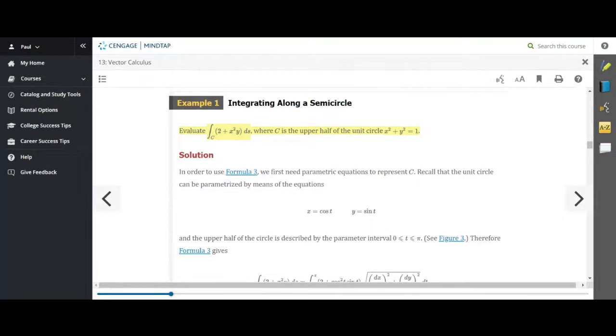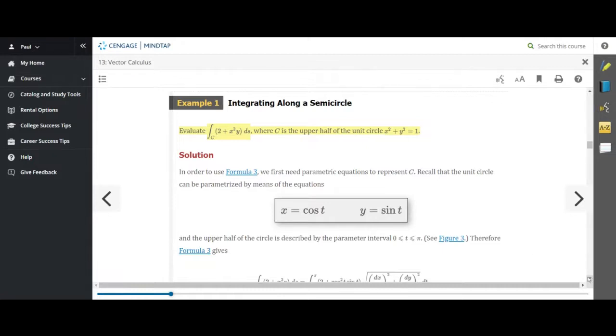How do we get the semicircle? The curve C is the upper half of the unit circle x squared plus y squared equals 1. The parametric equations that trace out that circle are x equals cosine of t, y equals sine of t. What should t go between if I want the upper half of that circle? The starting value of t would be 0. What would the ending value of t be? Pi. Very good.